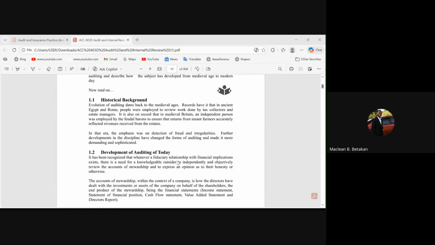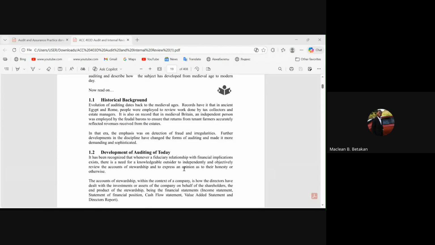So if that is the case, we will definitely need another person to check what the other person is doing. That is why auditing is developed. However, auditing did not start today. It can be traced back to the medieval period, the ancient times. Societies recognized that there is the need to check what the people you have entrusted the resources to do, and also whether they are honest or not.